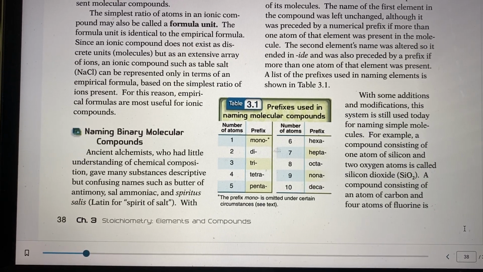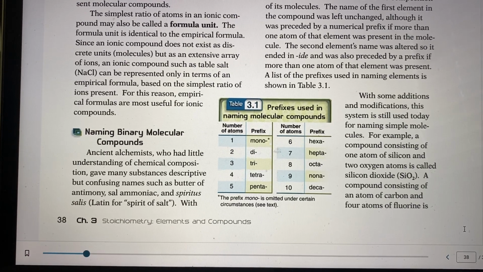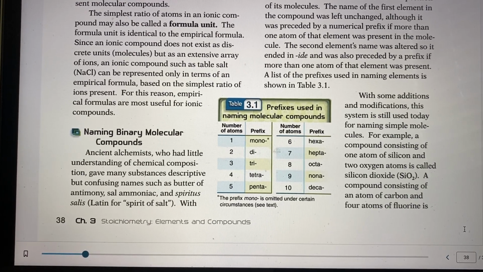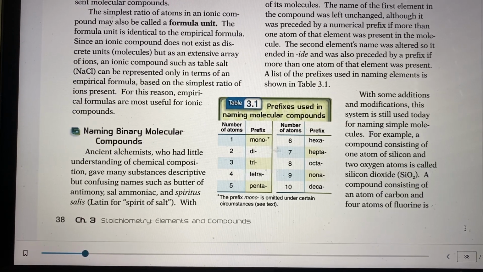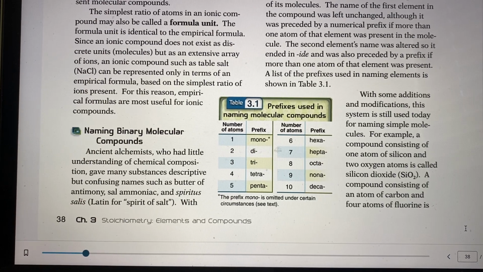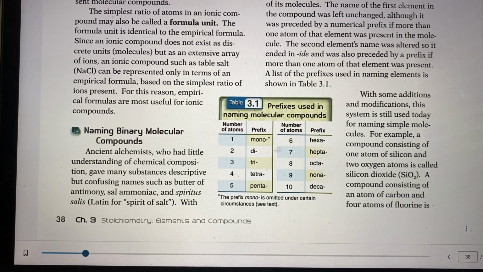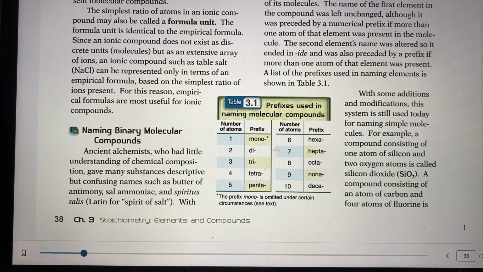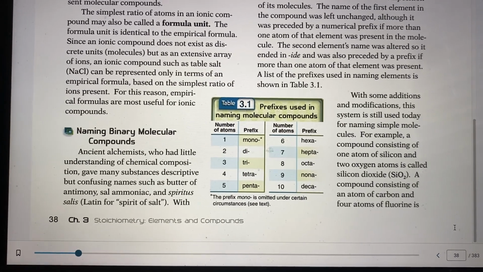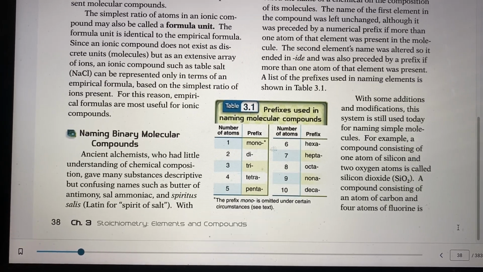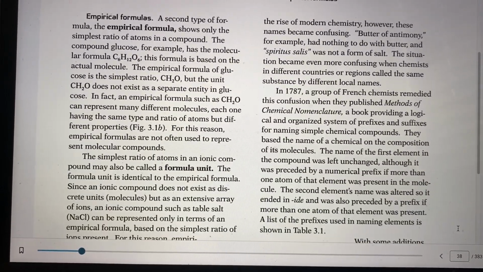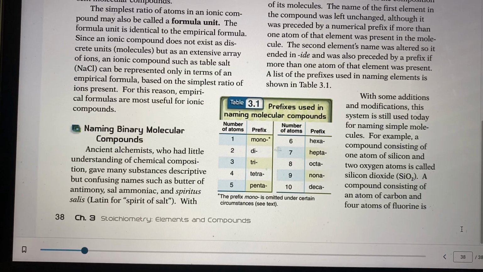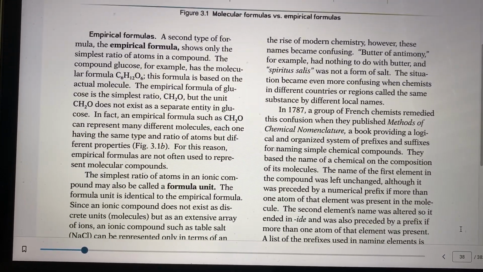Well, the ancient alchemists a long time ago gave really confusing names to stuff. Like they called something the butter of antimony. What in the world is the butter of antimony? Or sal alemanic, or spiritus salis, for spirit of salt. Now, how would you know those things? Well, they had to have some way of naming these different molecules so we wouldn't get confused, especially when you're talking about different cultures and different languages.